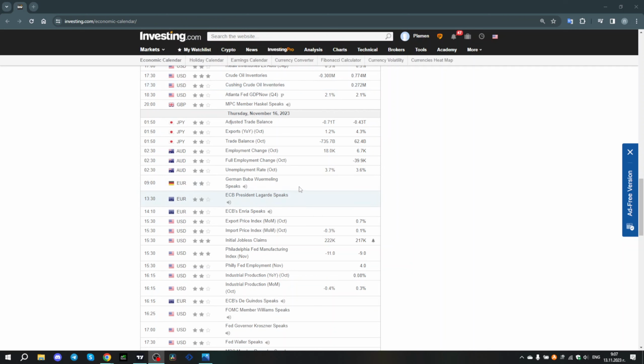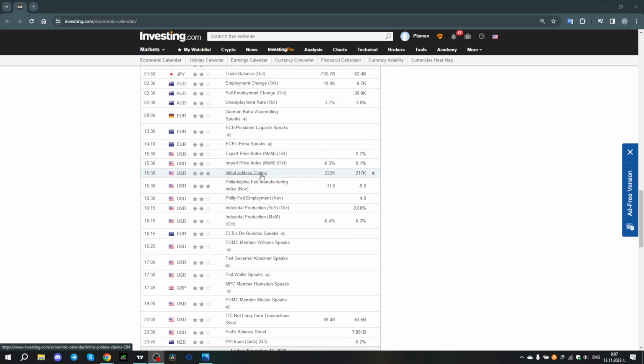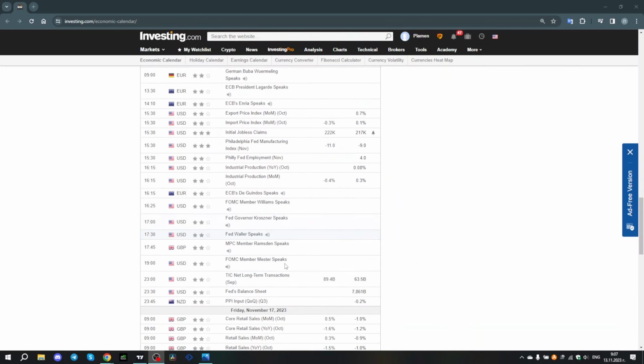On Thursday, we have for the Australian dollar the unemployment change and the unemployment rate. This is important news for Australia. Also, we have the initial jobless claims for the United States. Let's see, something important? Probably not.